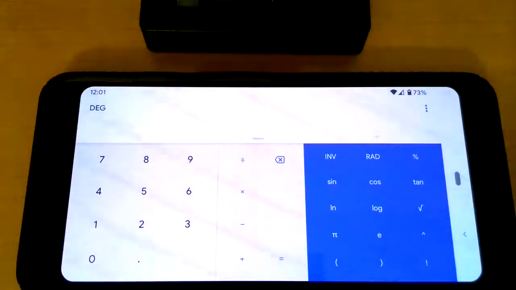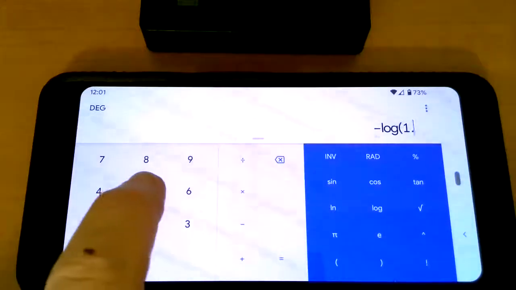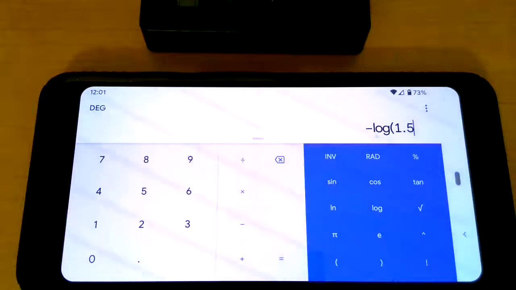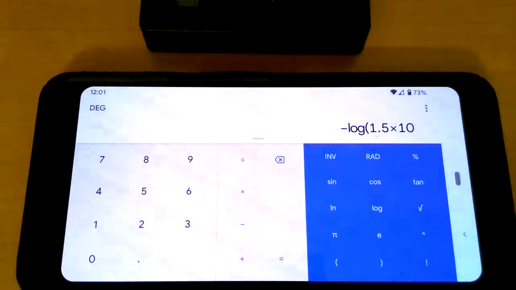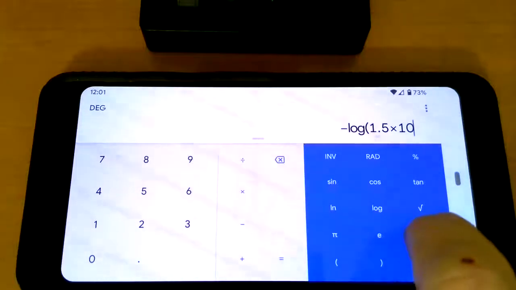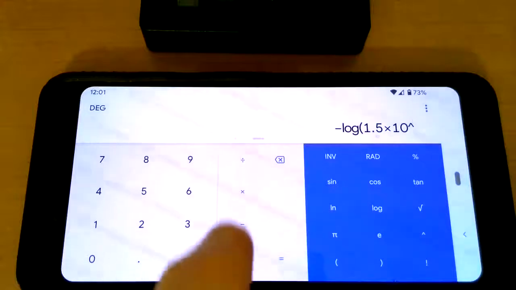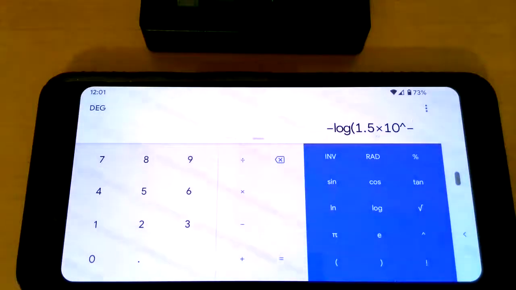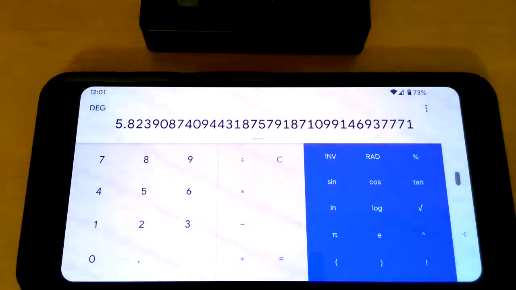We're going to type in the negative, then the log. We're automatically given the parentheses, so I'll just type in 1.5. I'm ready for the times 10. To get to the exponent, I hit the upside down V. There's no negative sign, so again, I hit the minus sign and the number 6. You don't need to close the parentheses. You can just hit equals.